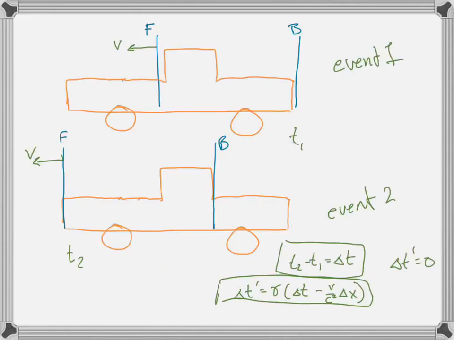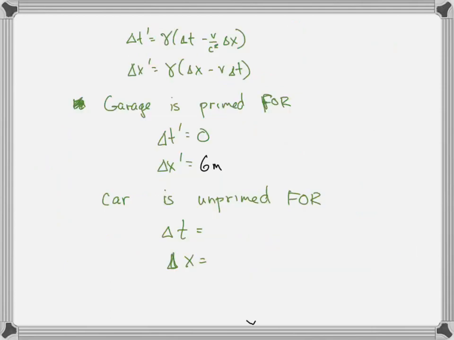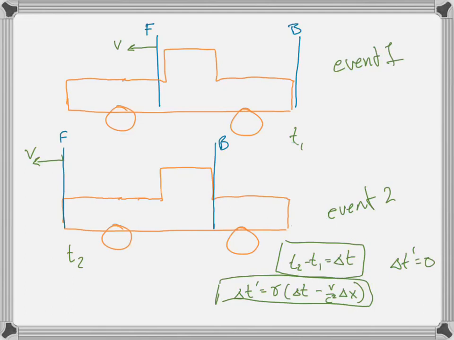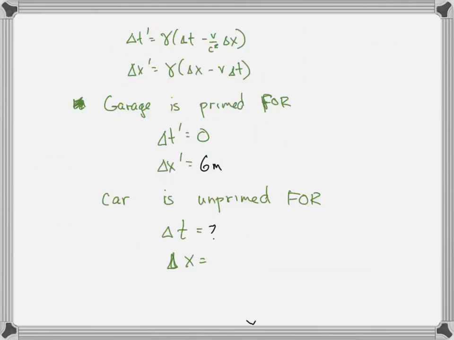Now, let's look in the car's frame of reference. Here's the car's frame of reference. The garage is moving relative to the car. This is the O frame, the car's frame of reference, what we ended up calling the O frame. In the car's frame of reference, we don't know how much time there is. Event 1 and event 2 are no longer simultaneous, but we don't know what that is. But we do know the distance between those two events.